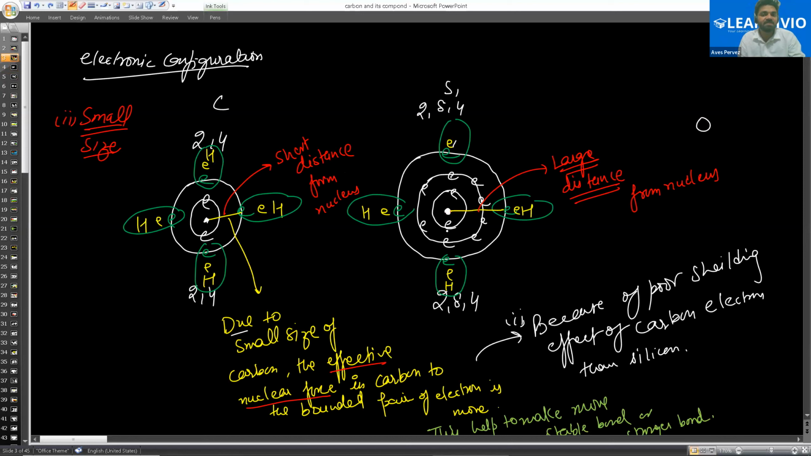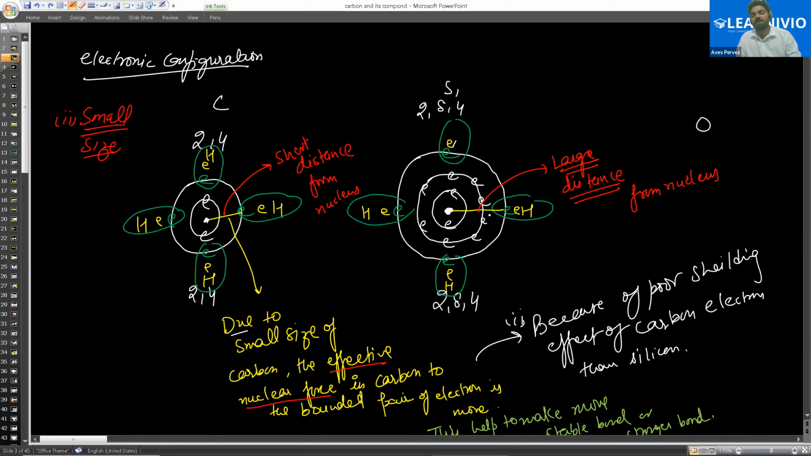But here the nucleus is more powerful. So what if an extra shell is there? Its nucleus is more powerful, more than twice. Carbon has 6 protons, silicon has 14 protons. So the nucleus of silicon is more powerful. It has extra positive charge, so it can hold.